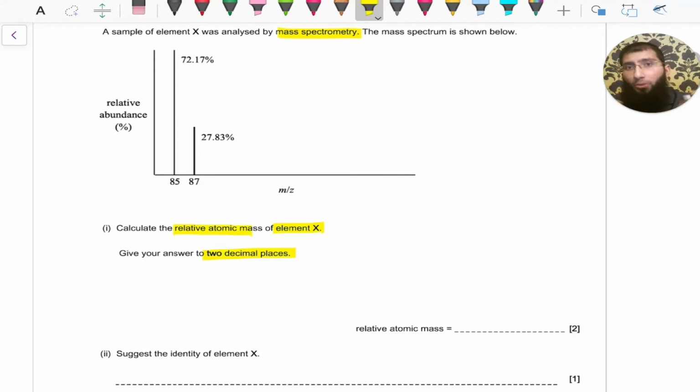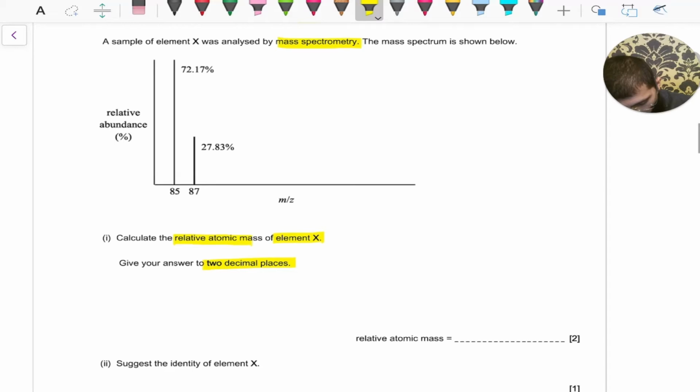However, this time we are presented with the data in a different format. We're given the data in a mass spectrum. Does this make a difference at all? None whatsoever. And it's important that you recognize that despite the data being given in a different way, it has no impact on the calculation. So let's do this.